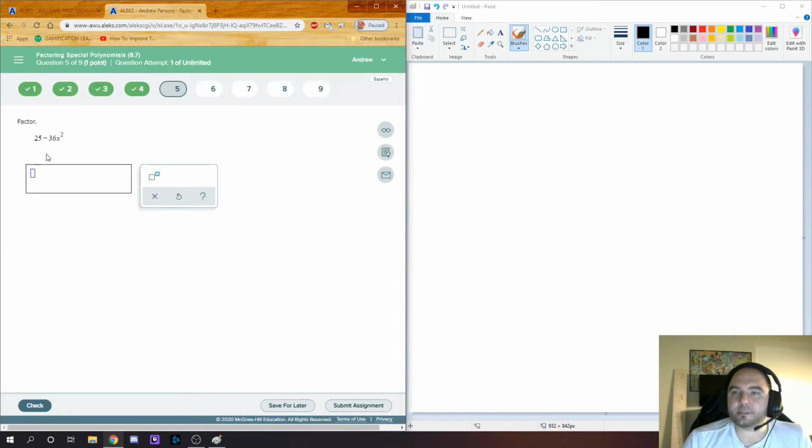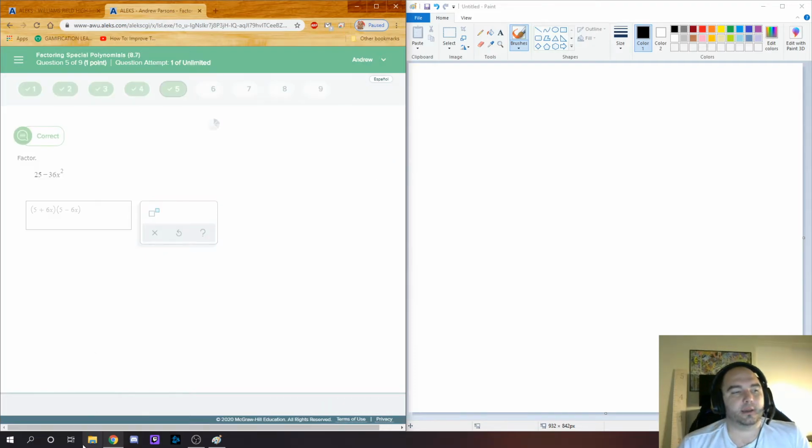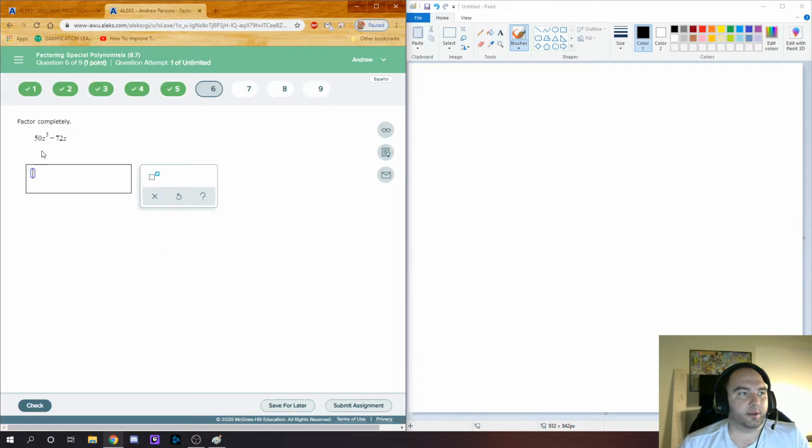Now this is backwards and it's got a little bit bigger numbers, but it can still work. Two terms. You say to yourself, what times itself is 25? 5. What times itself is 36? 6x. So 5 plus 6x, 5 minus 6x. If you're not good at that first concept we did with those three things, that's okay. But I really encourage you to practice doing these things right here, the two-parters.